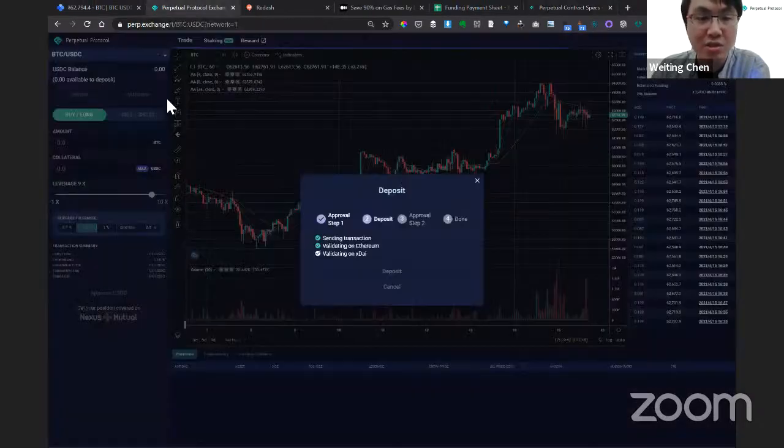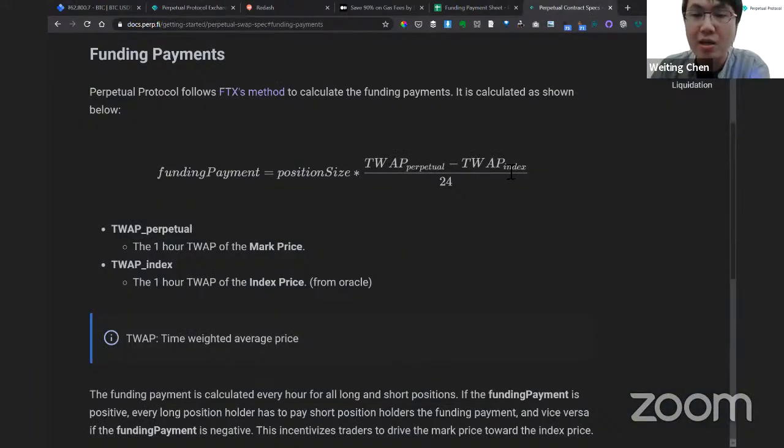For instance, this is the BTC perpetual market, right? So once per hour, our system will calculate the time-weighted average price of these markets, and divide by the index price. Index price means the average price across multiple exchanges, because we want a price that reflects the price of an asset. So once per hour, we calculate the difference between the TWA price on our exchange and the TWA price of the index, which is the average price across multiple exchanges, and divide by 24.